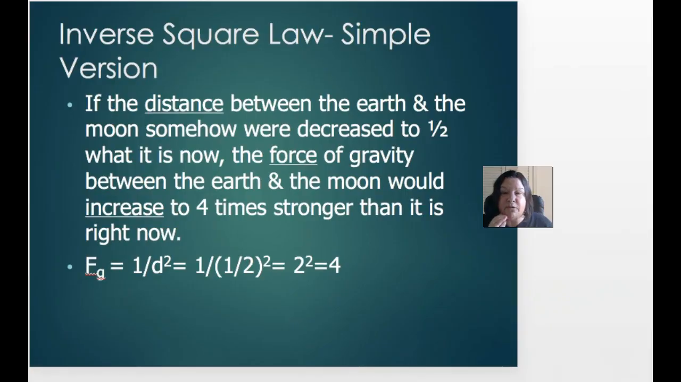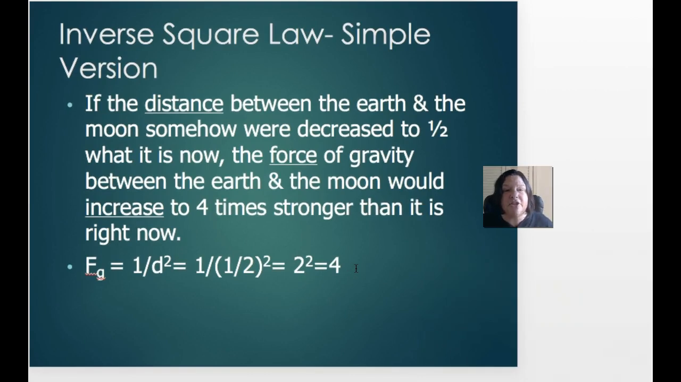So in general, if the distance between the Earth and the moon were decreased to 1/2, the force of gravity between the Earth and the moon would increase, so it would be 4 times stronger. So that's the opposite. The force of gravity is equal to 1 over the distance squared. The distance is now 1/2 of what it was. When you put a fraction underneath a 1, you take the number that's at the denominator and put it up to the numerator, so it's 2 squared, so it'd be 4 times as strong. So that's really, really strong.